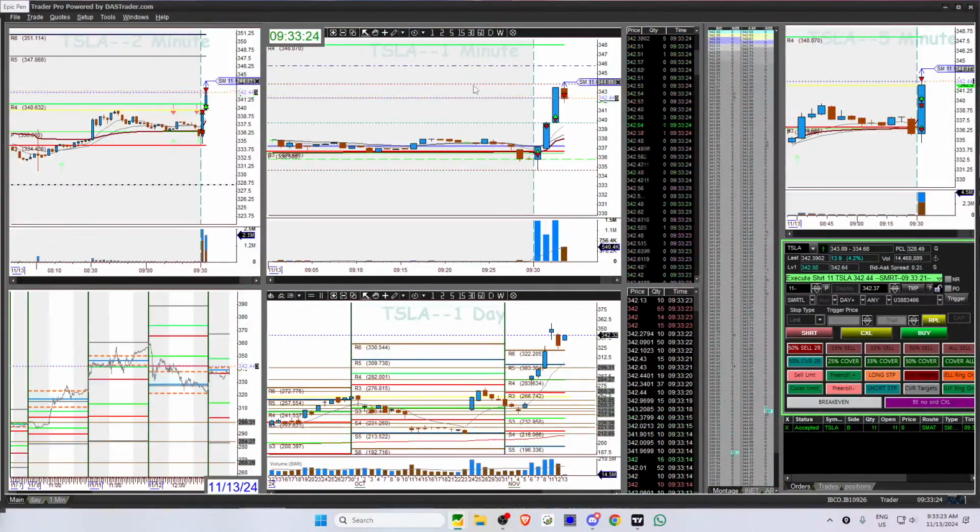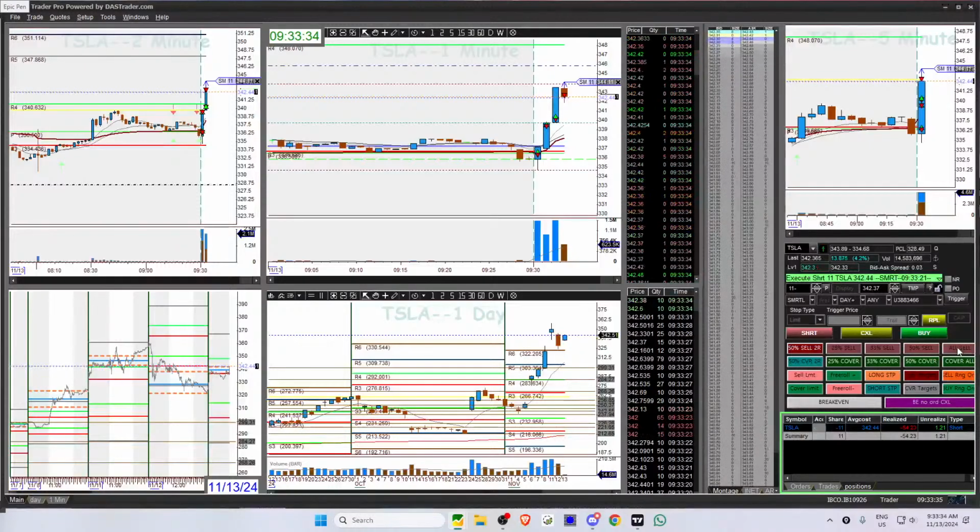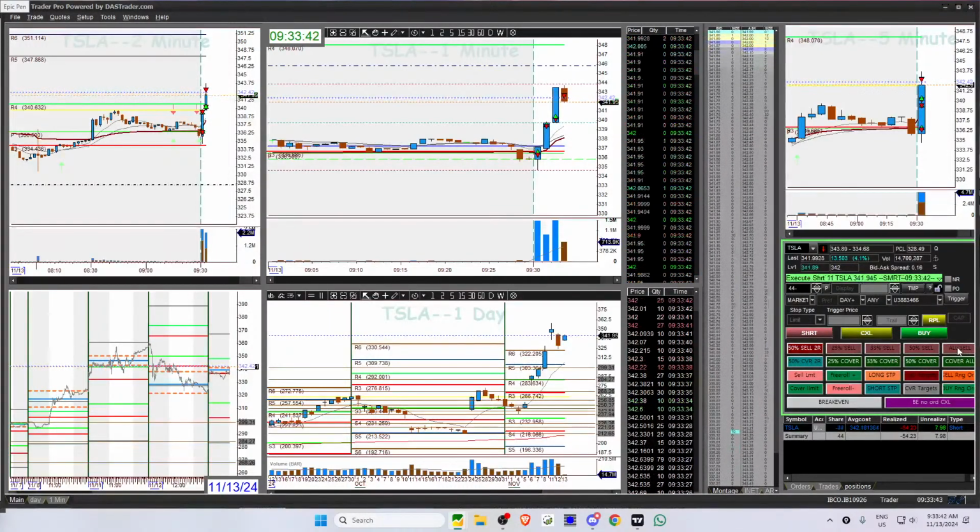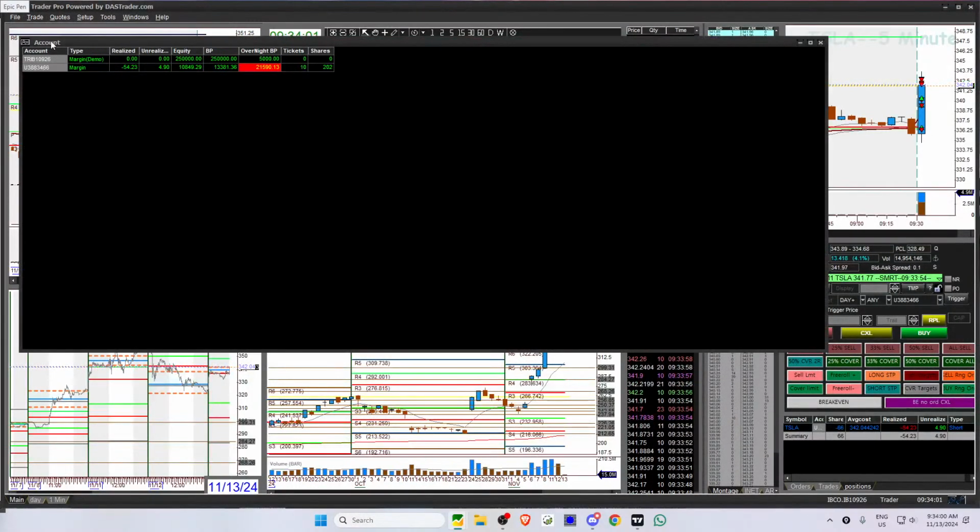What's the book look like? Whoa, where did my book map go? Did I close it by accident? Ugh. Whoa, yeah, look at Tesla. Back to 350. I need to see the book on this thing. Tesla.